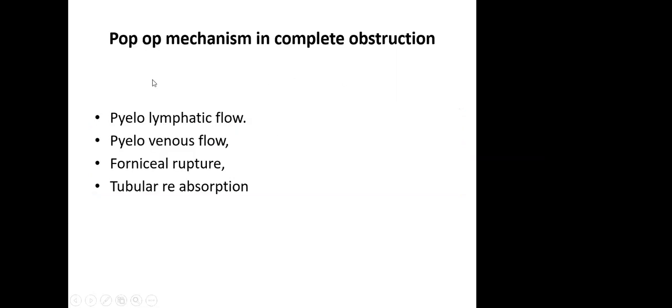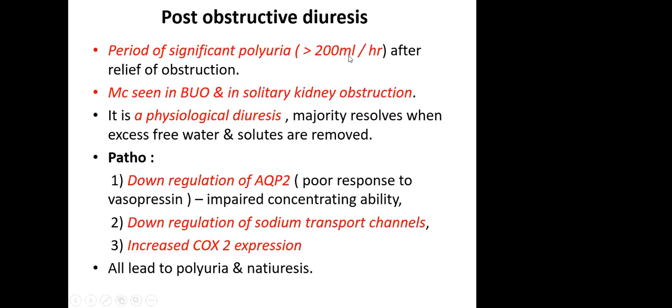So what is the pop-off mechanism? If you are not going to relieve the obstruction, what will happen? The kidney will try to pop off, that is, somewhere it will be opened up. Either the obstructed urine will go to the lymphatic channel, that is pyelolymphatic flow, or the obstructed urine will transmit to the venous channel, that is called pyelovenous flow. Fornicial rupture means if we do not treat, the calyx will rupture and the patient will present with urinoma, and last is tubular reabsorption. These are not much important.